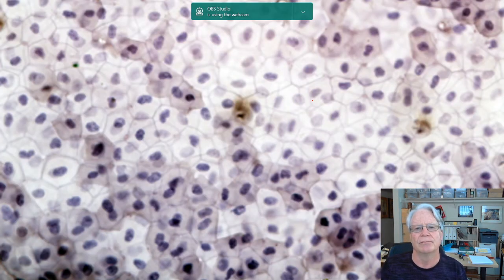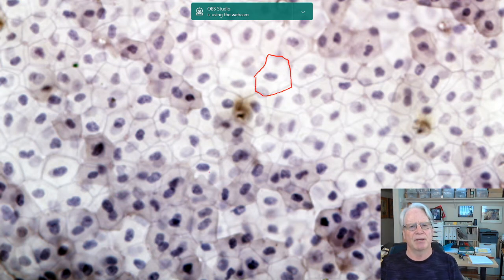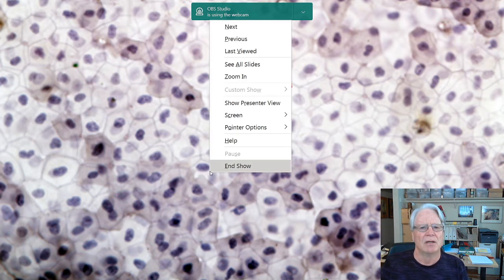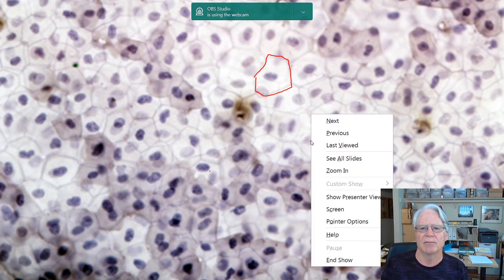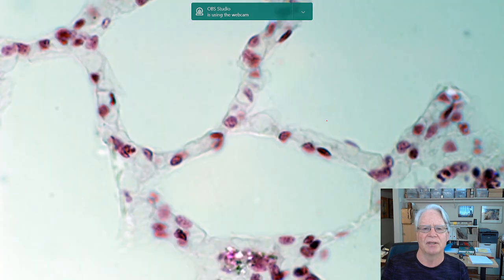Okay, so again, here we go. Same view. Here's one of the cells right there. Simple squamous epithelium. All right, and why is it dark in some areas and light in others? Just the way the stain took onto the surface of the frog skin. So that's, again, a result of the technique in preparation.